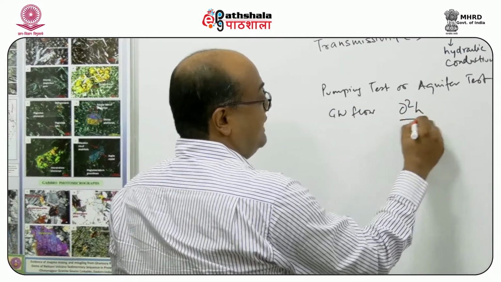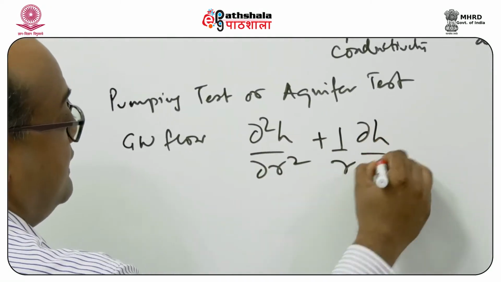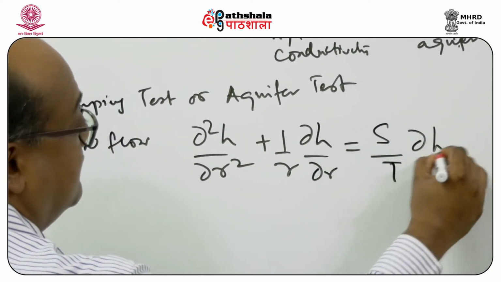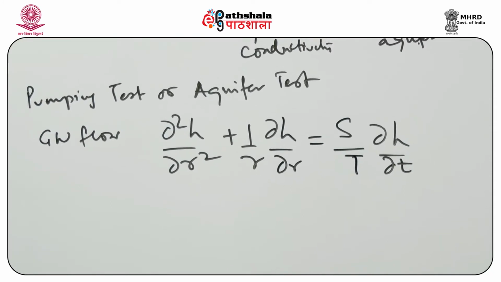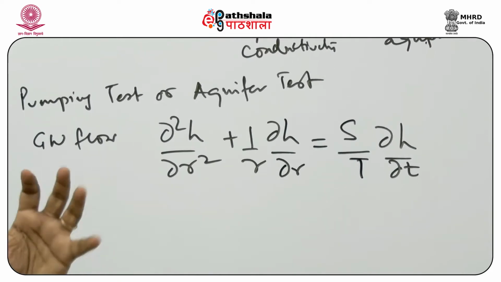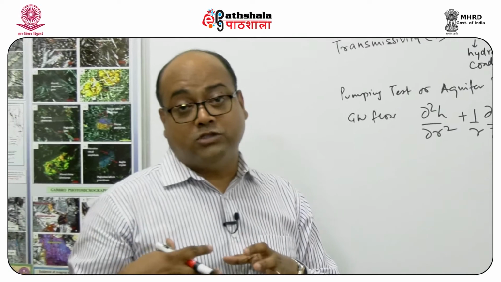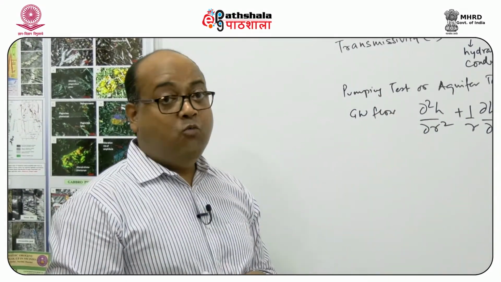It is d2h/dr² + (1/r) dh/dr = (S/T) dh/dt. This is the equation of groundwater flow in radial coordinates, because, as I said, the flow of groundwater, if you see, is basically like the spokes of a wheel, so it is better represented in radial coordinates. Now, what is the solution?